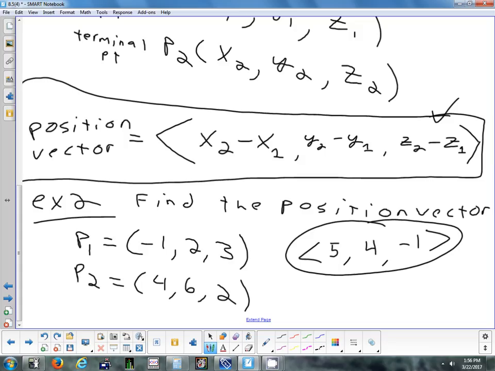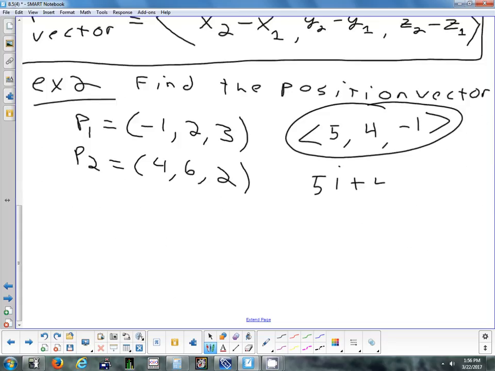How about if I wanted to write it with i, j, and k? How would I write it that way? Yep, Brad? 5i plus 4j minus just minus k. It's minus k. Both of those answers are the same thing. If you want to put a 1 in front of the k, you can, but you don't need to.